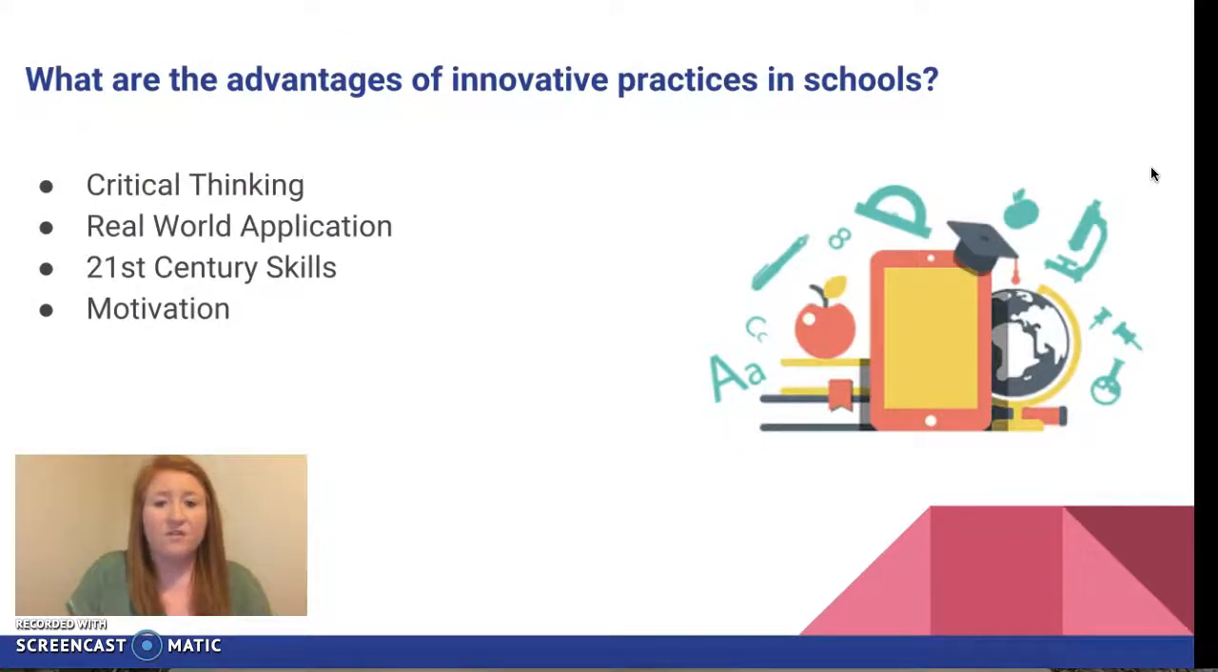Advantages of innovative practices in schools. Students gain critical thinking, definitely gain real world application. When we start looking at those practices, we're not just worrying about test scores, because those test scores aren't exactly going to help them out in the real world. But things like critical thinking, collaboration, problem solving, that stuff is what's going to help them along with their academic stuff. That's what's going to help them when they get out into the career world. So same 21st century skills.